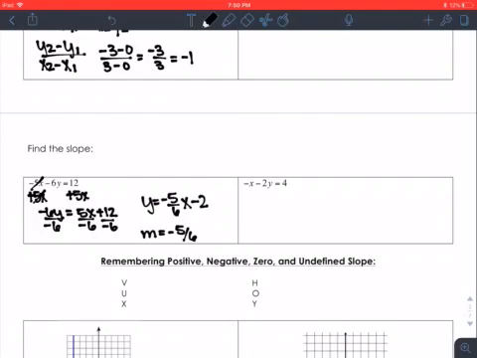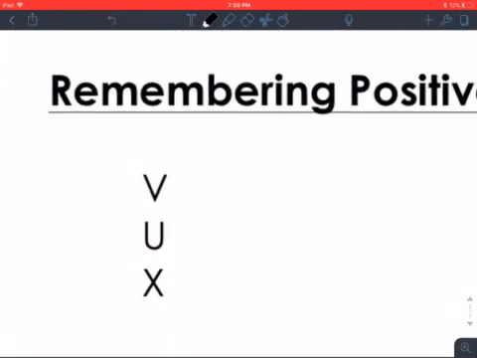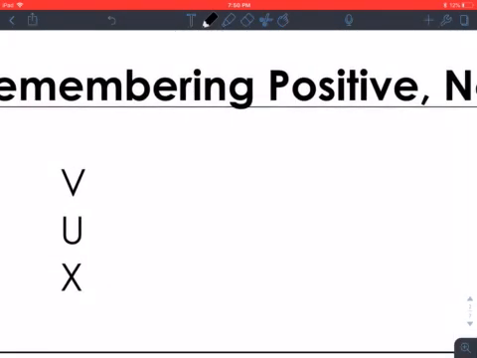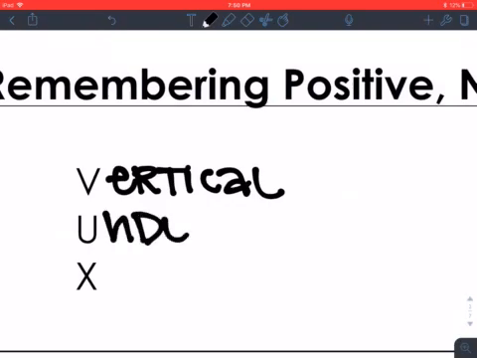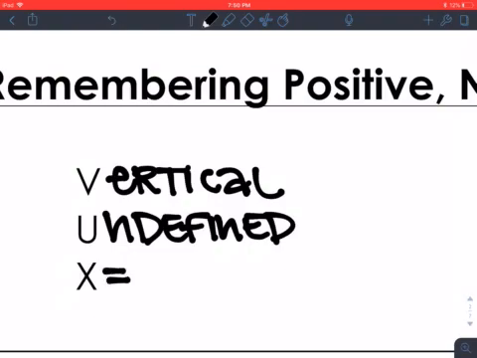And so I have a mnemonic device to help us, and that's VUX-HOI. And it's actually going to be super important when we're trying to write the equations of lines. And so it's all about special cases. And so we start with the V, which stands for vertical. And what you're going to know is that vertical lines have an undefined slope. And then finally, the equation of a vertical line with an undefined slope is just x equals a number. Okay? So that's VUX. All of these are connected. Vertical lines have undefined slope, and that's x equals a number.